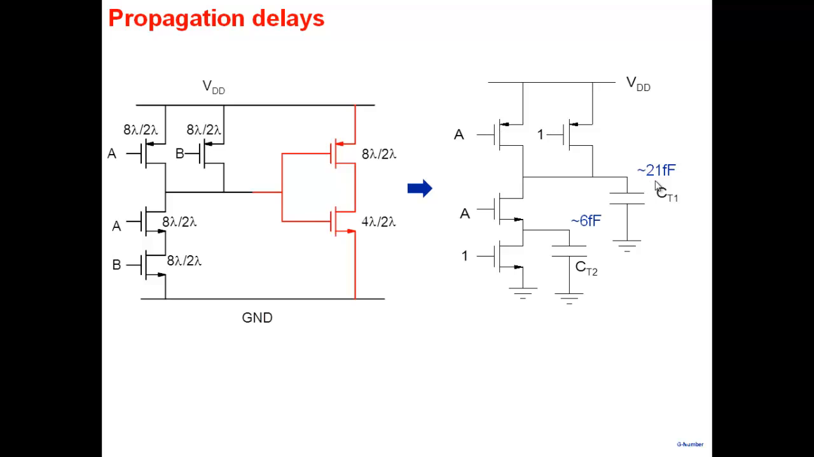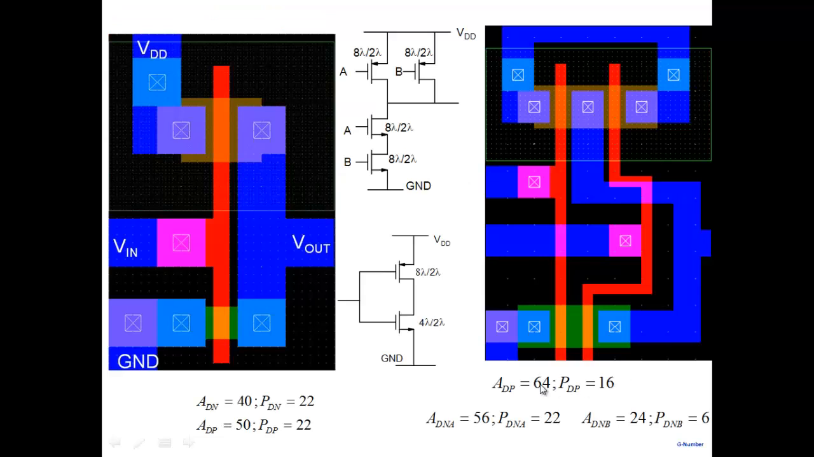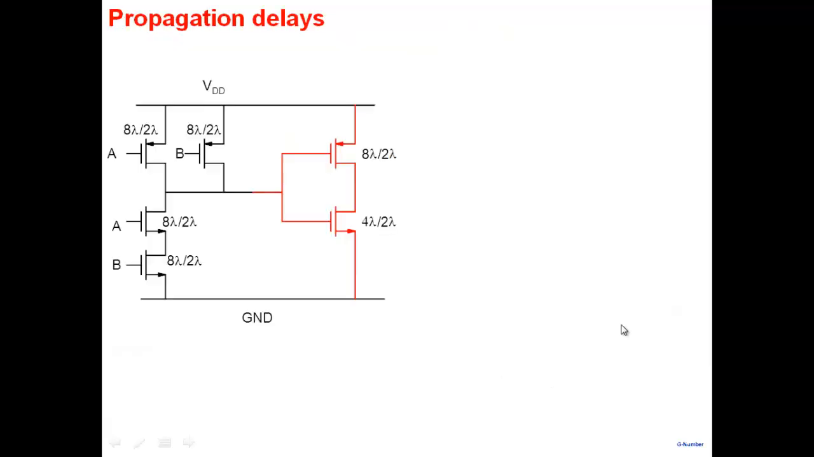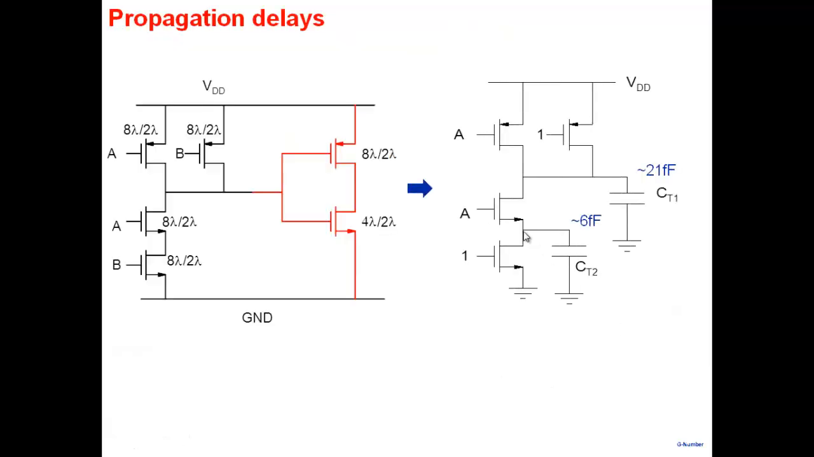In the previous case where I had one inverter driving a similar inverter, all I had was 20 femtofarad. It didn't increase that much. Okay, why? Because you saw the areas are not increasing that much. But what we have is an additional internal node which is 6 femtofarad. There's an internal capacitance that has come apart from the output capacitance here.